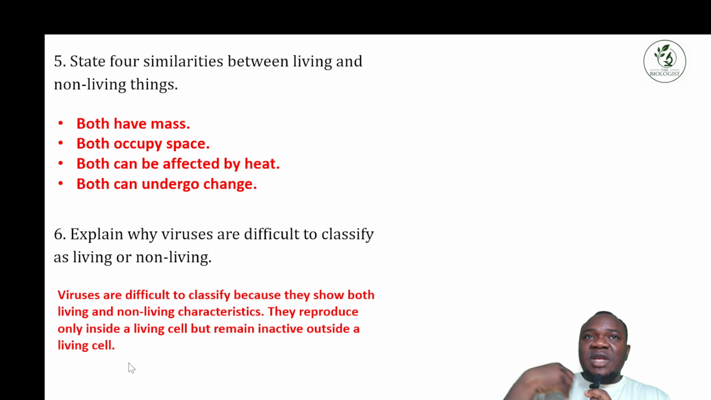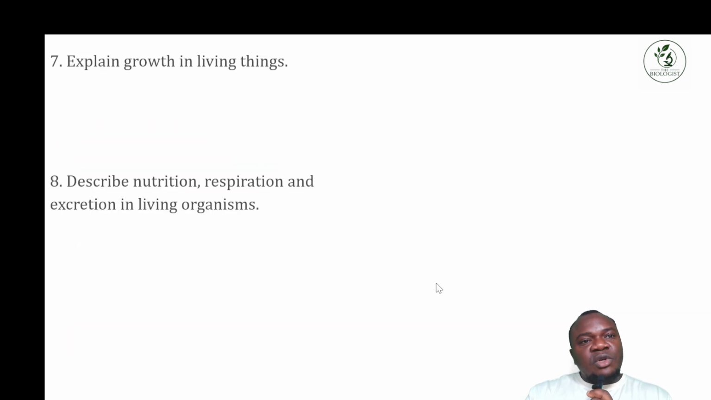So which means if they get to a living cell, they replicate and reproduce and start causing a lot of damage. But when they are outside the living cell, for example, like your table, your chair, they remain non-living. But once they get to a living cell, they become living. So very dangerous organism.